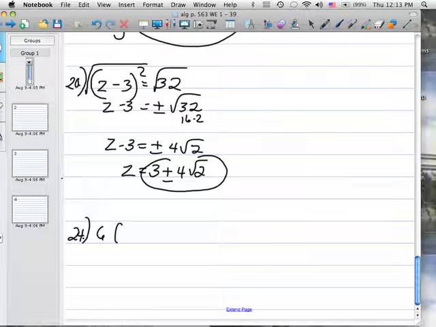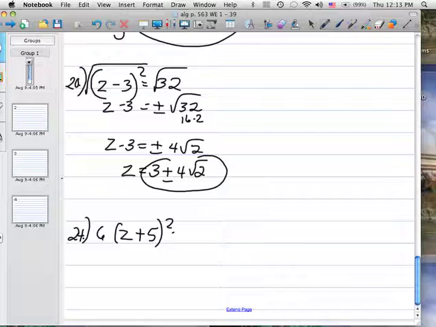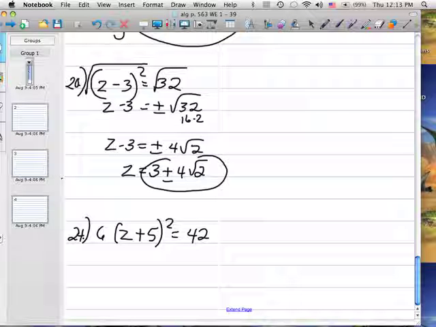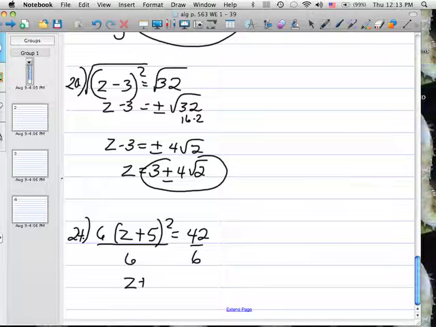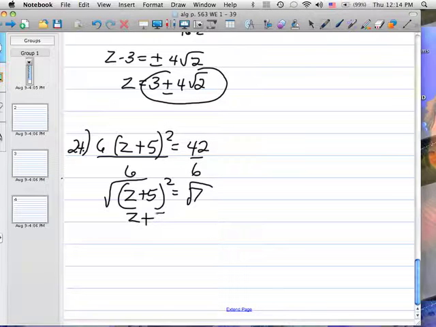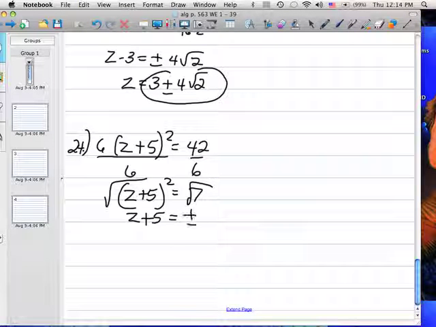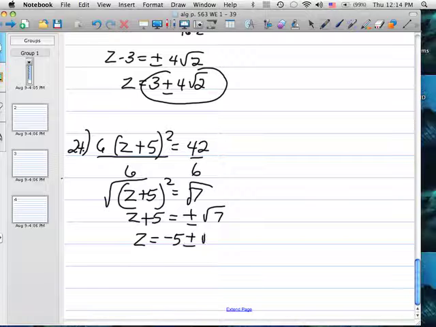We have 6 times the quantity z plus 5 squared equals 42. Isolate the perfect square, divide by 6. We have z plus 5 quantity squared equals 7. Take the square root of both sides. We have z plus 5 equals plus or minus the square root of 7. Subtract 5 to isolate z: z equals negative 5 plus or minus the square root of 7.